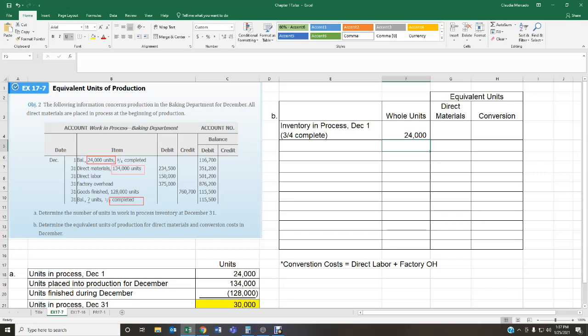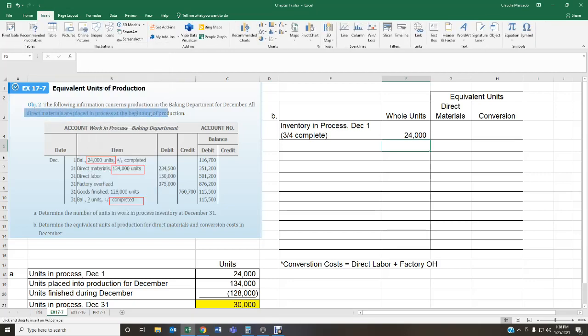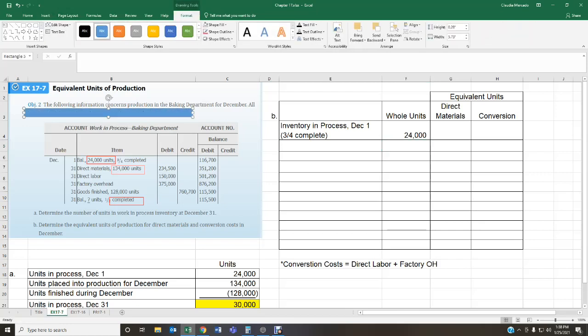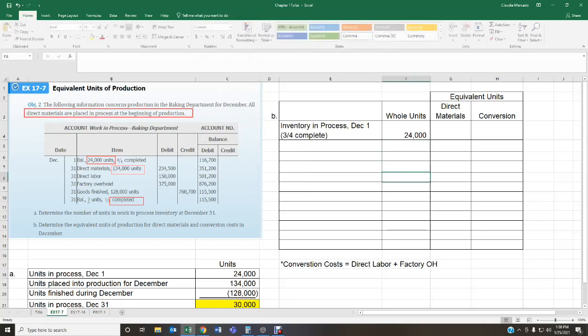Now, out of those 24,000 units, how much cost am I going to allocate for direct materials? Now, this is where it's very important. It says right here, let me go ahead and mark it, direct materials are placed in process at the beginning of production. When did we put those items in production? Did we start it this month or did we start it last month? Because we started them last month, the direct materials were added last month in November. This month we are not going to have any direct materials.